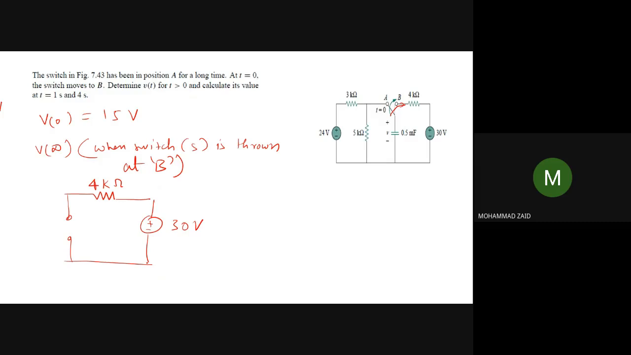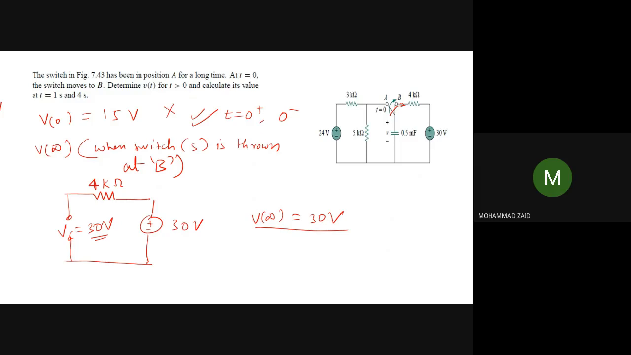Now when the capacitor is charged at infinity, this initial condition will have no role. The initial condition has a role only at t equal to 0 plus and 0 minus. Its story is over. Now when you have thrown to B and checked the voltage after infinite time, what voltage will you get across the capacitor? 30 volt. That means V infinity is equal to 30 volts.